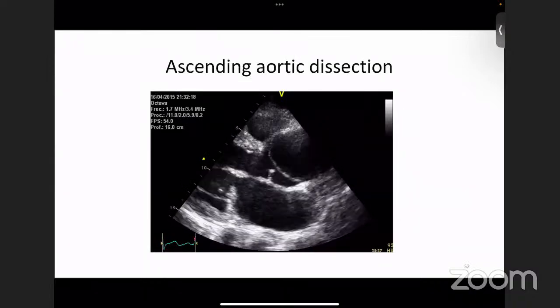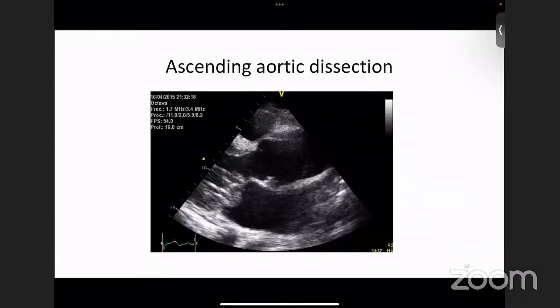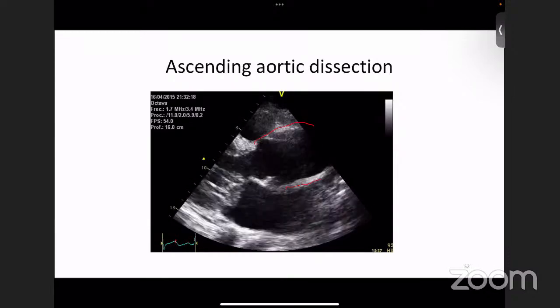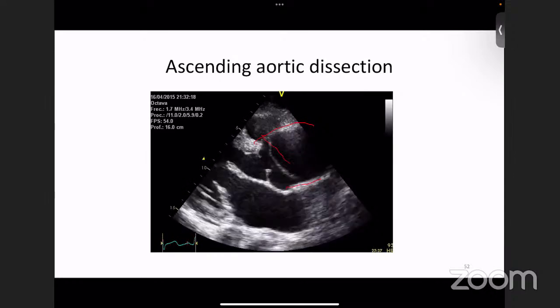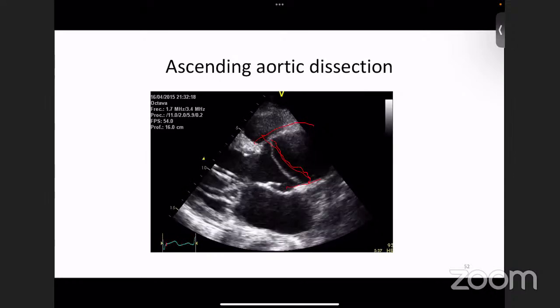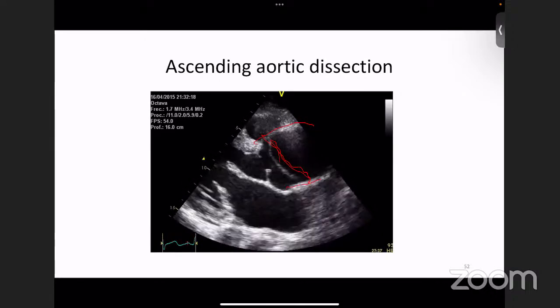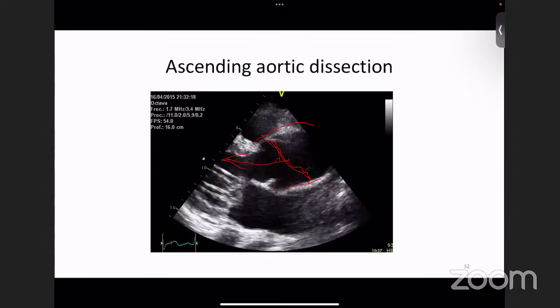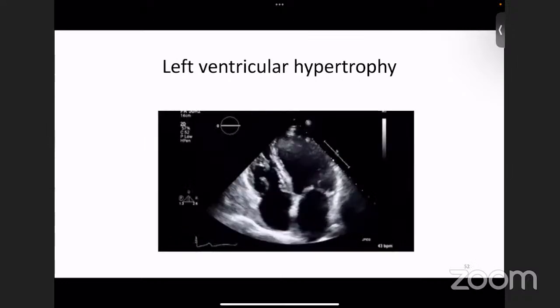Then this is again a parasternal long axis view where you can see a dilated ascending aorta with the dissection. So this is the dissection intimal flap. This is how you can make it out. If you put a color Doppler here, definitely you can see aortic regurgitation. So this is an ascending aorta dissection.